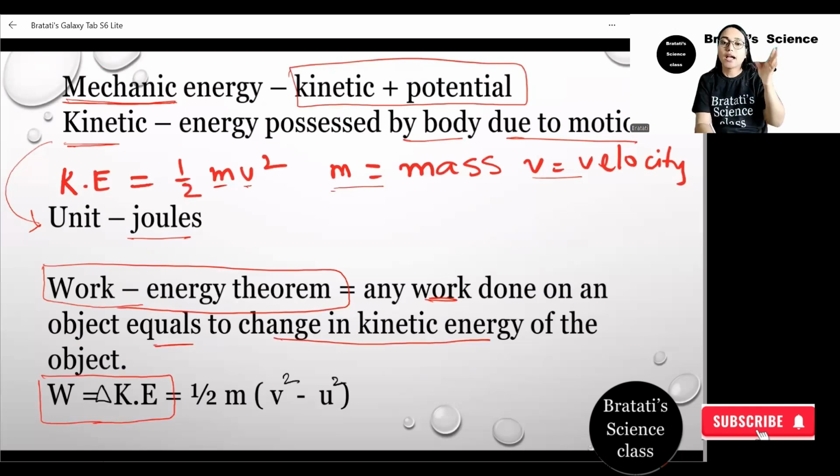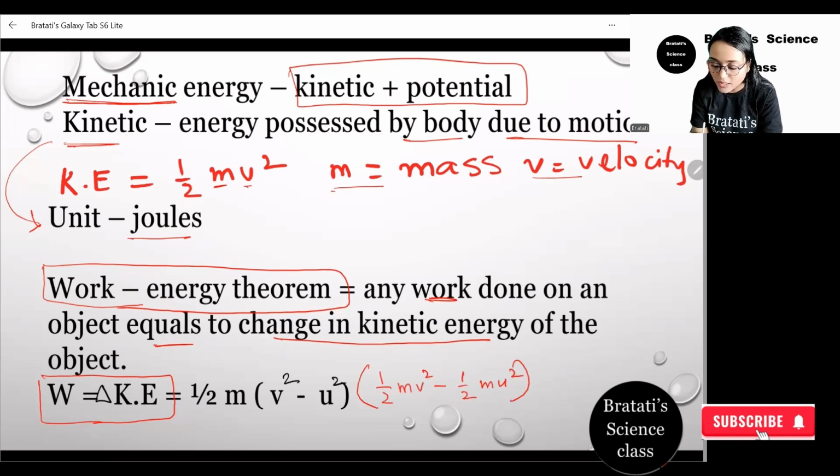Initially, the object has the velocity u, and then after a certain time it has velocity v. So what is the work done on that object? As it's in motion, we consider only the kinetic energy, which is half m, common, within the bracket v square minus u square. So basically, it is half mv square minus half mu square, and from there we have taken half m as common and the rest in the bracket. Got it? So this is how we can find out the work done on a body in motion.